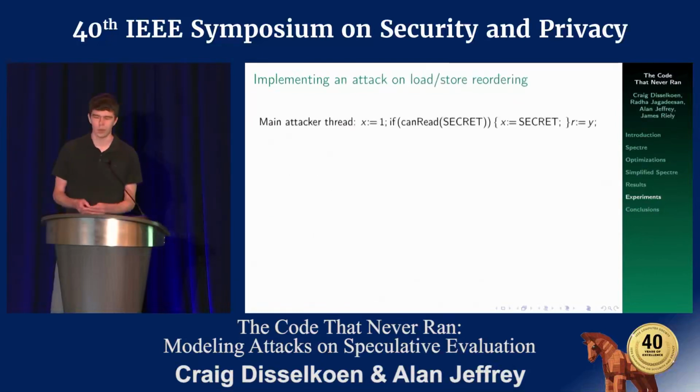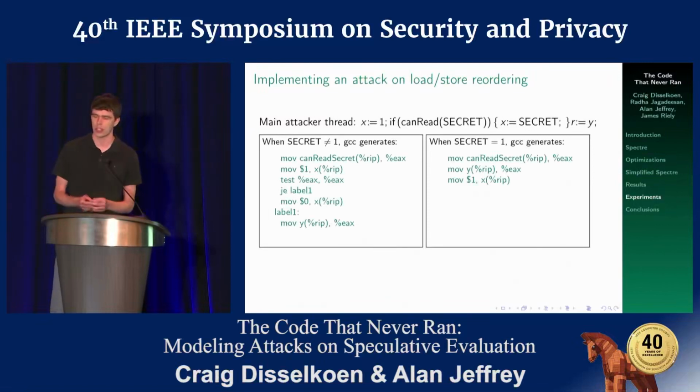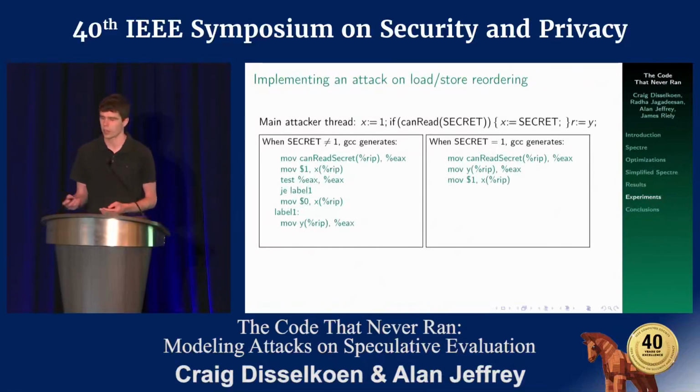So to put this a little more concretely, this program at the top here looks a lot like the program that Alan showed you earlier. And we see that the code generated by GCC, whether based on when secret is or is not 1, is very different. So on the left, we have the code generated when the secret is not 1. And on the right, we have the code generated when the secret is 1.